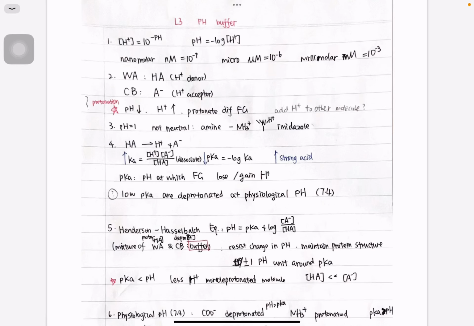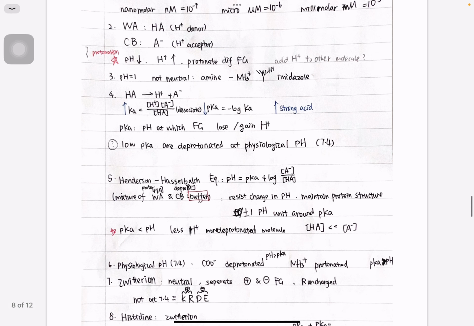Let's see the pH and the buffer solution. The proton, yeah, this is the formula you need to remember about. And nanometer is 10 to the minus 9, micromolar is 10 to the negative 6, and millimolar is 10 to the negative 3.